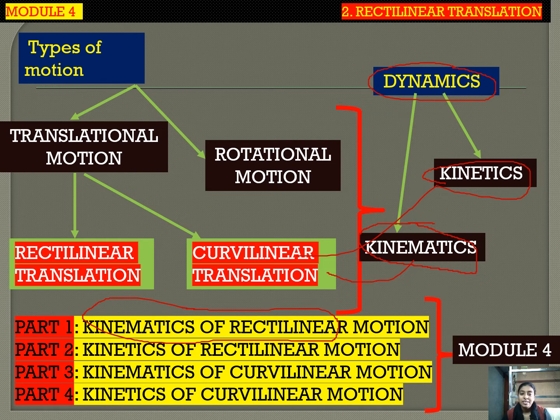Now the second part is kinetics of rectilinear motion. So forces are also considered. Kinetics is nothing but relating the forces, relating the external and the internal forces. Kinematics is relating the geometry of motion. Kinetics is relating the forces.